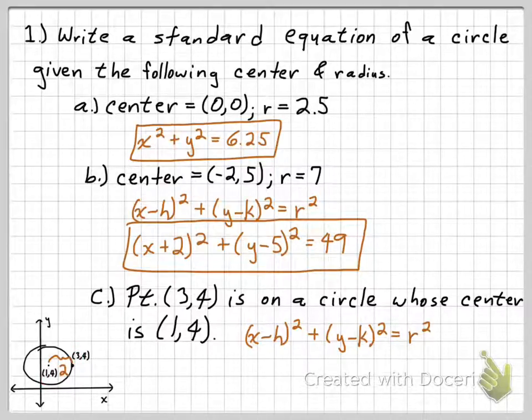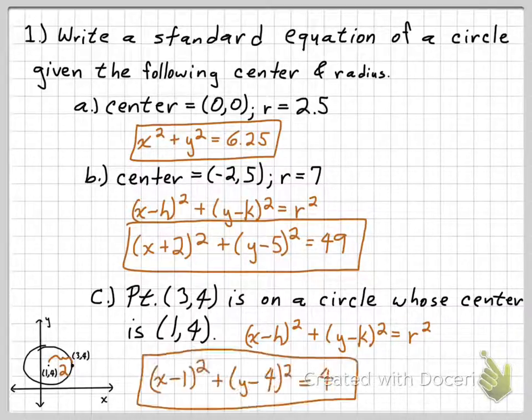Okay, so sometimes you're going to have to use a point on the circle, and you would use the distance formula with the point on the circle and the center to find the radius. Okay, so the radius of the circle is 2, and so now we can fill in the values that we know, and we have x minus 1, quantity squared, plus y minus 4, quantity squared, equals my radius of 2 squared, which is 4.